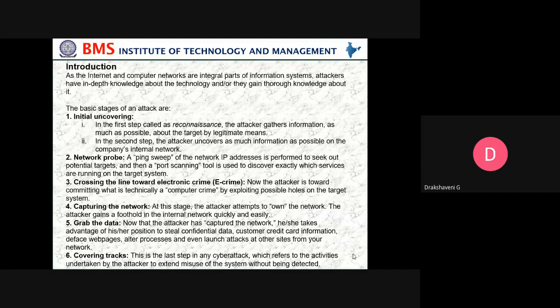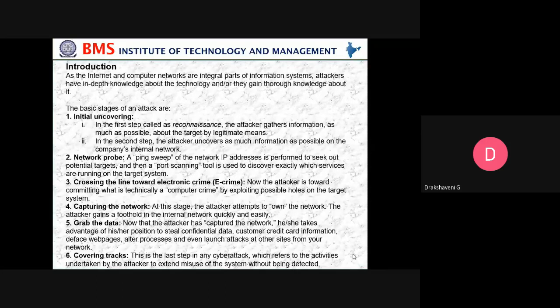So that's what the attackers will be doing. The basic stages of any attack are initially uncovering a network probe, crossing the line towards electronic e-crime. Initial uncovering: I initially gather all the information, such as where the system is and what the IP address is, all this information which they try to collect. So that is the initial uncover.